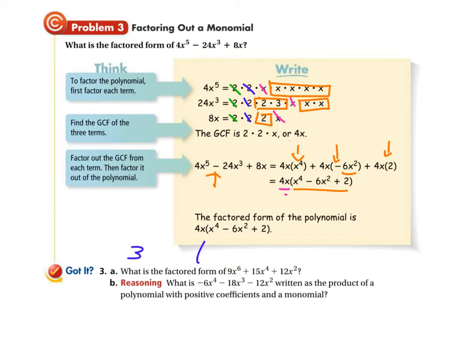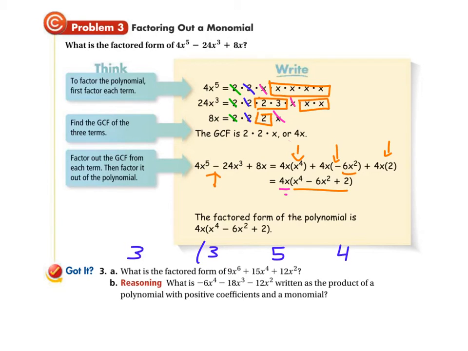That 9 divided by 3 would leave me with a 3 on the inside. Okay, what about for this term? What is this 15 divided by that 3? Well, that would be a 5. I'm going to put that here. And what is this 12 divided by that 3? 12 divided by that 3 is a 4. I'm going to put that here.